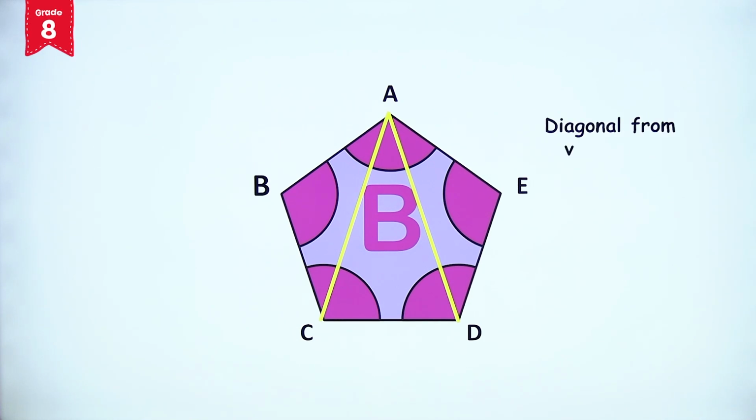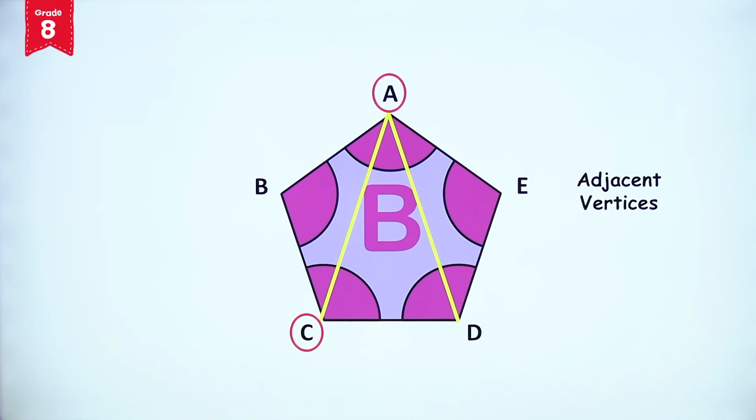Now, let's repeat this for vertex B. Adjacent vertices to vertex B are A and C. So, leave them. Draw diagonals BE and BD. Now, we have drawn 2 more diagonals.